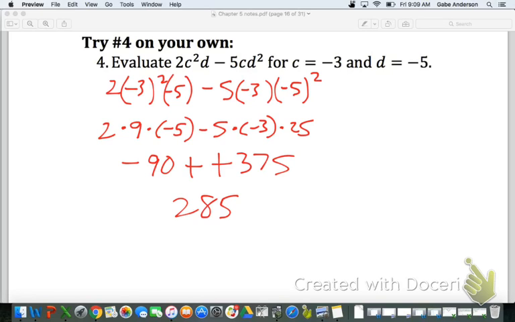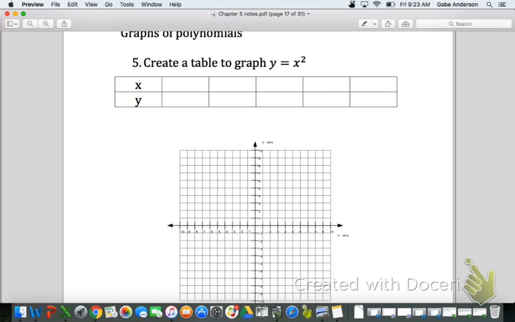Let's go to the board. Oh, yeah. We will definitely revisit this later on in the year, but for now we're going to create a table to create a graph. Okay, and so the first one I want to graph here is y equals x squared. Might be something you're familiar with. Does anybody recognize that by any chance? You've maybe seen it before.